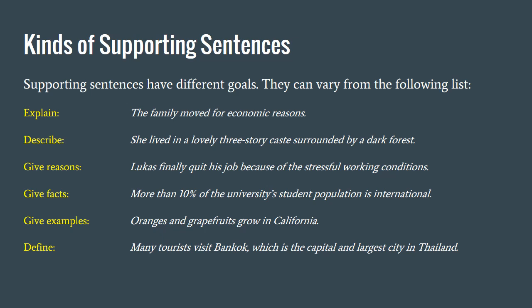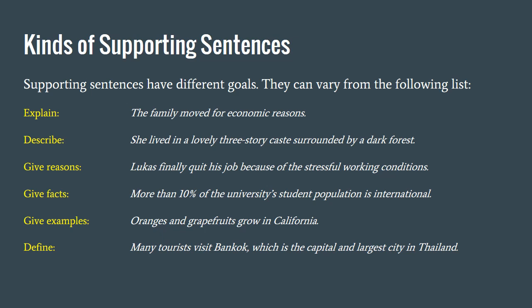Explain. If I'm going to have a supporting sentence that explains something, it's going to sound like, "The family moved for economic reasons." If it's going to describe, it's going to give us details, like, "She lived in a lovely three-story castle surrounded by a dark forest." Give reasons. "Lucas finally quit his job because of the stressful working conditions." Give facts. "More than 10% of the university's student population is international." There's a good statistic.